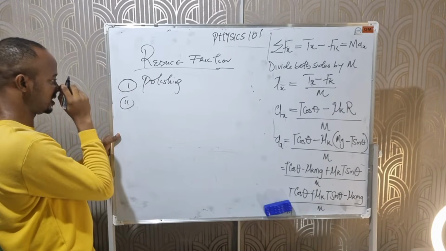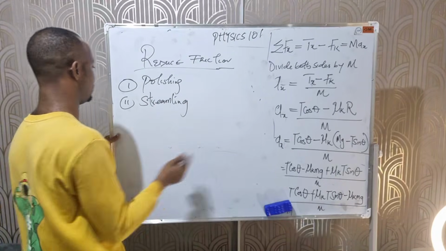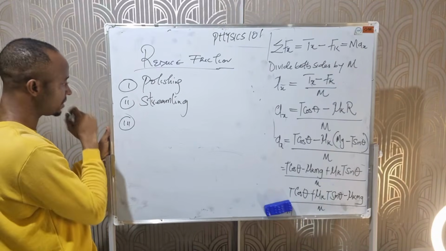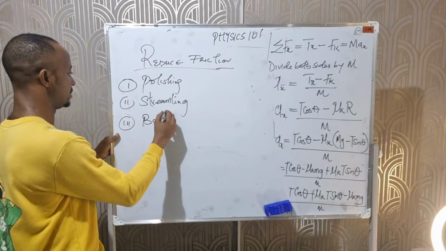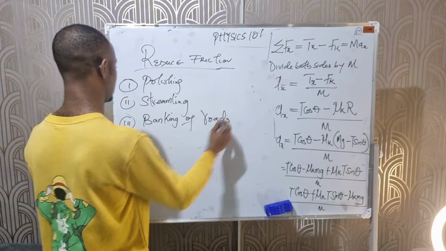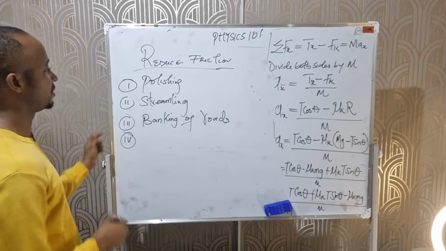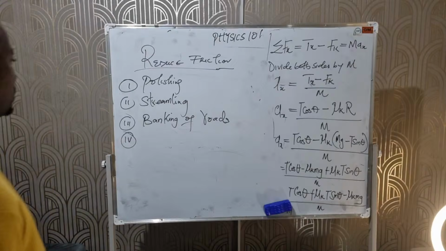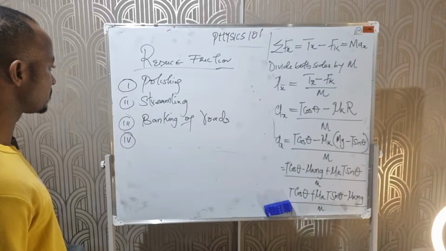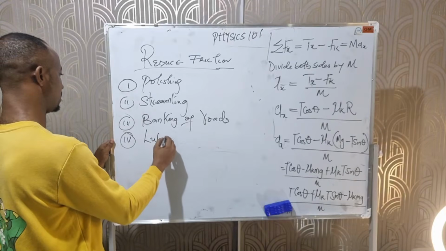Number two is streamlining, like the shape of an aeroplane to overcome air resistance. Number three, we have banking of roads. We have polishing, streamlining, banking of roads. What other method do we use to reduce friction? Okay, application of lubricants, lubrication.